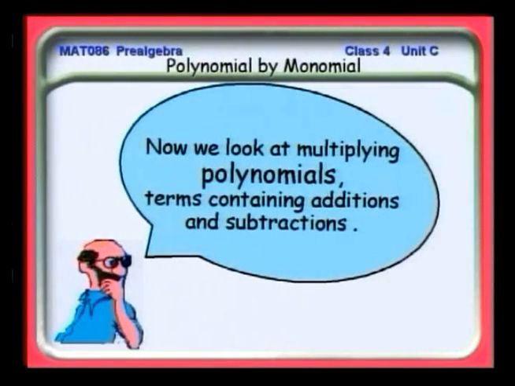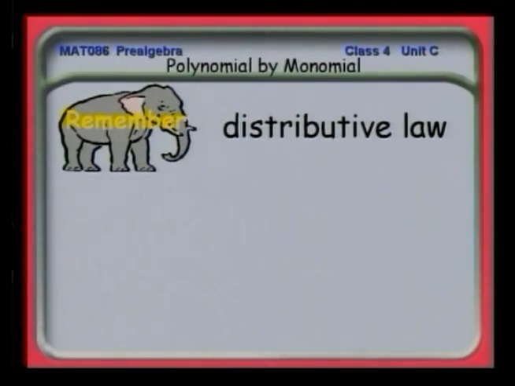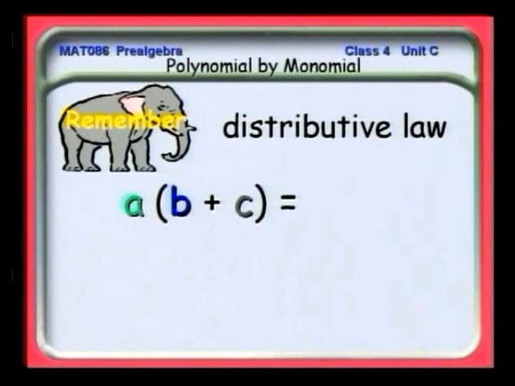We're going to look now at how you multiply polynomials where you have some monomial plus another monomial minus a third monomial, and we're going to take all that and multiply it by polynomials. We have to remember the distributive law, which we've discussed in the past, and it's very important here. If you have a quantity A times B plus C, the A gets distributed over the B and C. That's why it's called the distributive law.